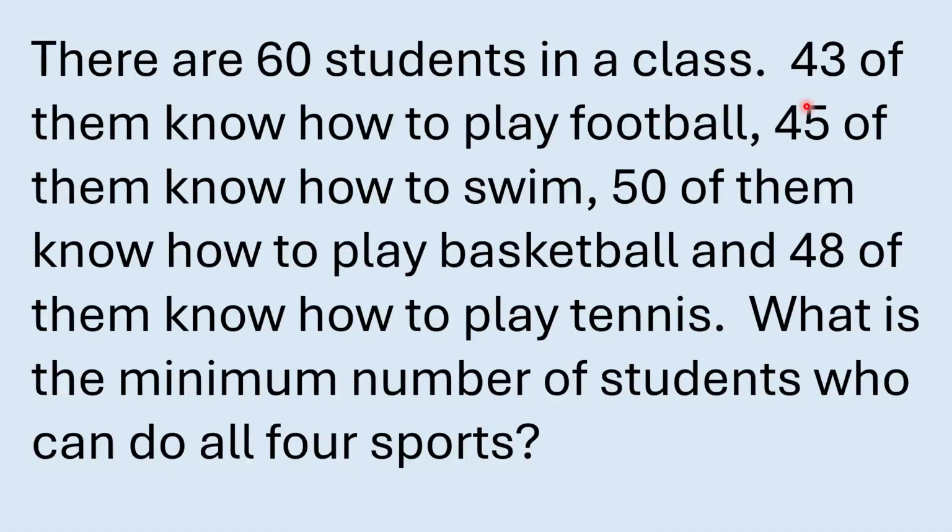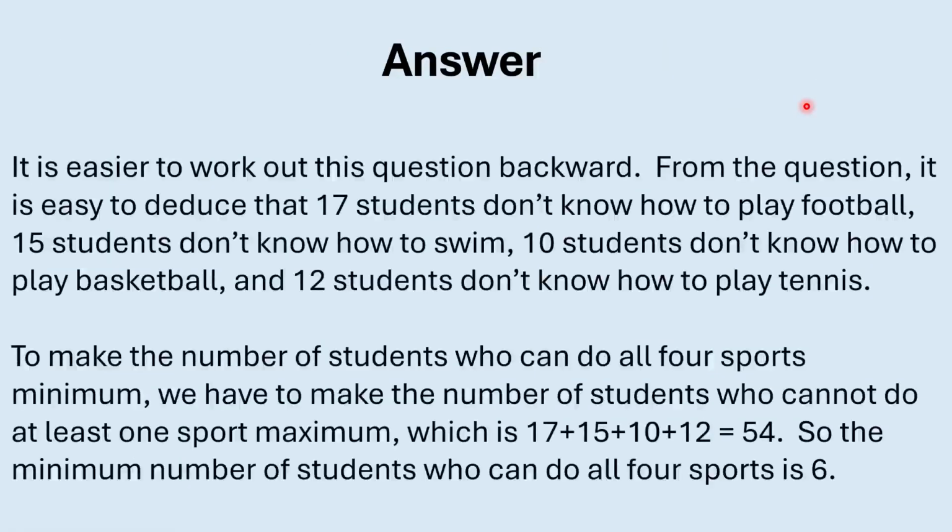However, it is much trickier to calculate the minimum number of students who can do all four sports. The best strategy here is to calculate backwards. From the question, it is fairly easy to deduce that 17 students don't know how to play football, 15 students don't know how to swim, 10 students don't know how to play basketball, and 12 students don't know how to play tennis.